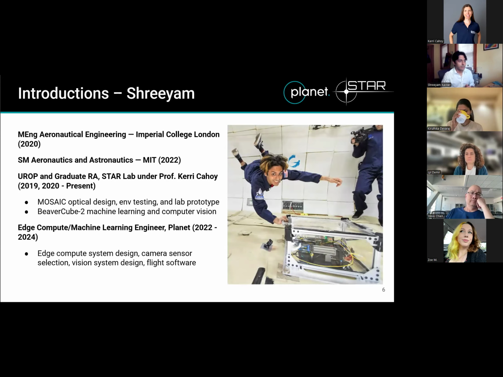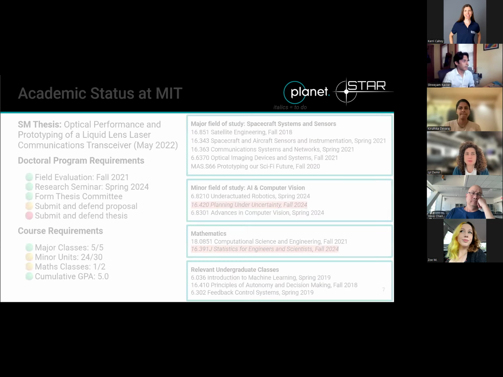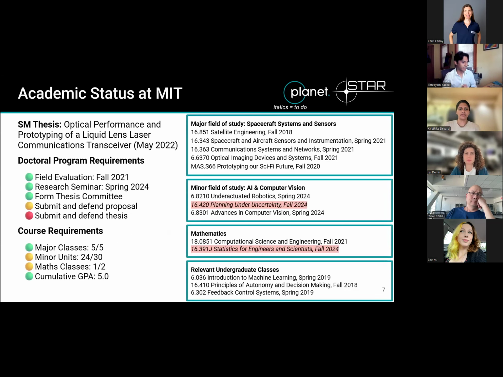So introductions to me, I did my undergraduate degree at Imperial College London. I did my master's degree here at MIT. I've been in Carrie's lab for a long time, starting as an undergrad and then a grad student where I did some optical design and machine learning as different research projects. For just under 2 years, I worked as an edge compute and machine learning engineer at Planet, where I worked on edge compute system design, some camera sensor selection, and some vision system design. And my academic status at MIT, my GPA is fine, and I have almost completed all the PhD requirements. I have 2 left, one for my minor and one for my math class, which I'll be taking next semester.